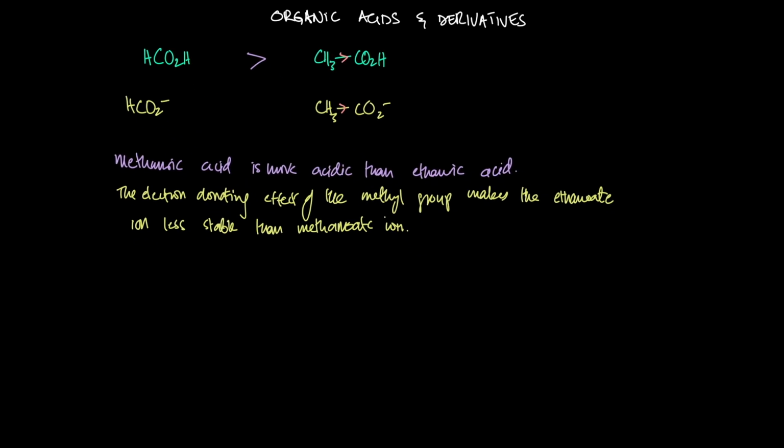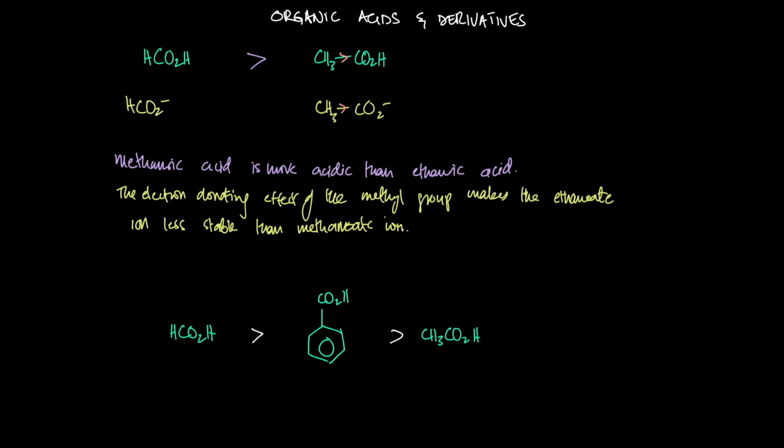Now let's take the same acids over here, right? But now let's also compare this with benzoic acid. Now, which of these do you think is the strongest acid? So over here, okay, methanoic acid is still the strongest acid, but benzoic acid is actually stronger than ethanoic acid. Okay, and the reason why is because of this.